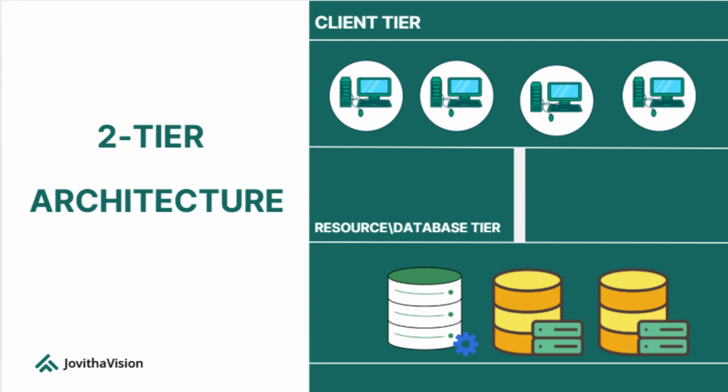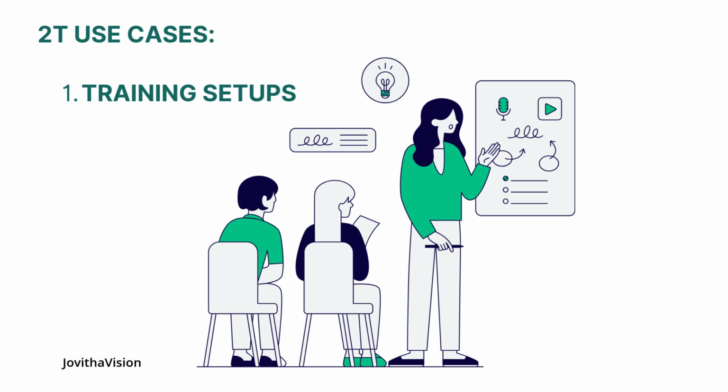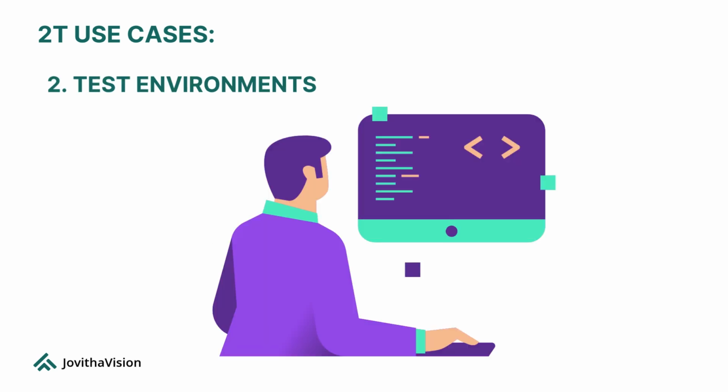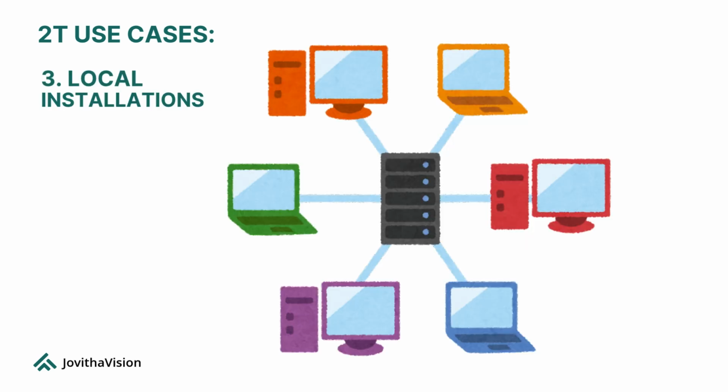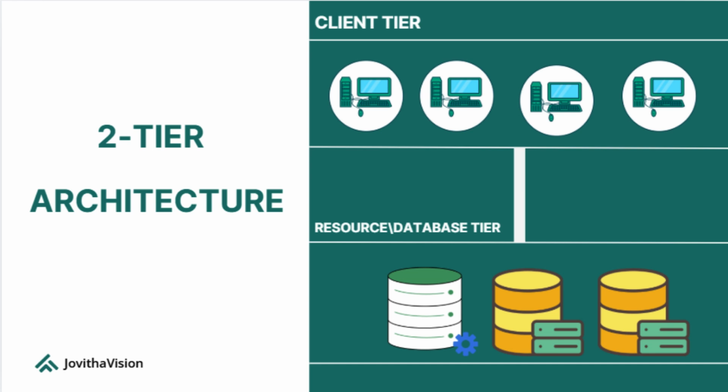So, when a user logs in, the Rich Client sends queries straight to the database, gets the data, and displays it on the screen. Because it's direct and simple, it's mainly used for training setups where few users experiment with Teamcenter, test environments for developers to check configurations, and local installations where Teamcenter and database run on the same machine. Let's take an example.